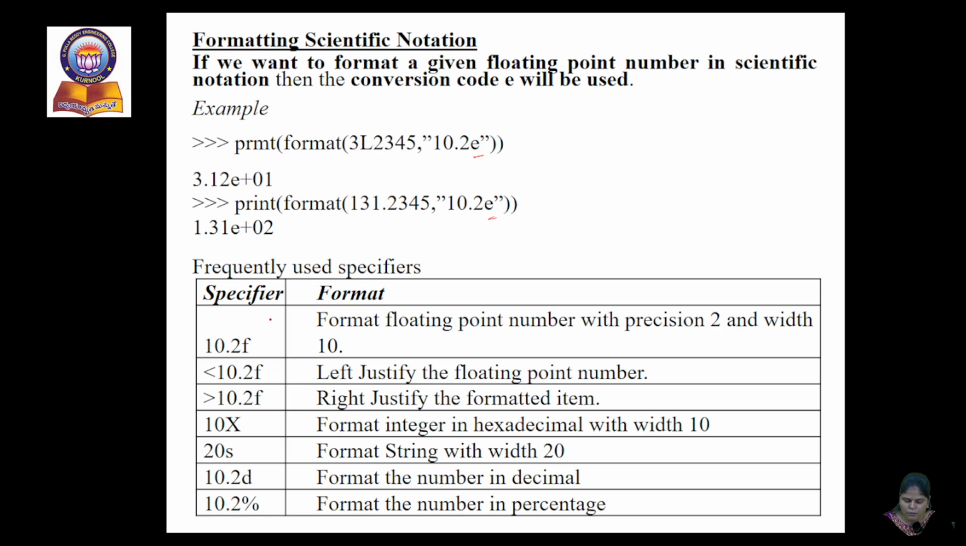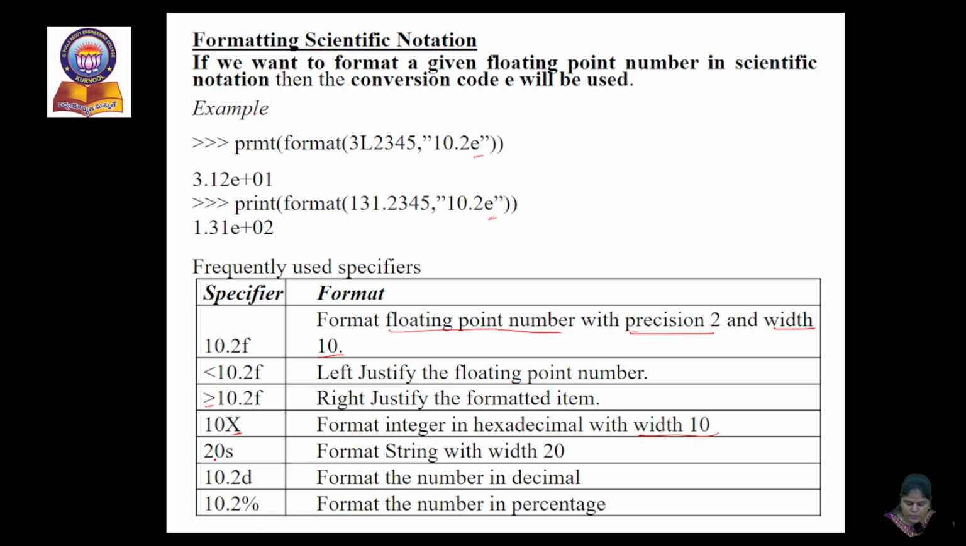So here we have the specifiers and the format types. 10.2F, formatting floating numbers with a precision of 2 and width 10. 10.2F, left justifying, formatting a floating point number. Right justifying, this is the right side indication. Next, X hexadecimal formatting, width 10.